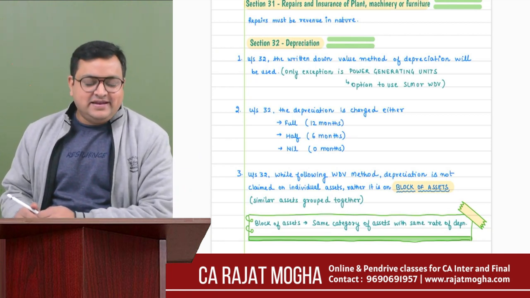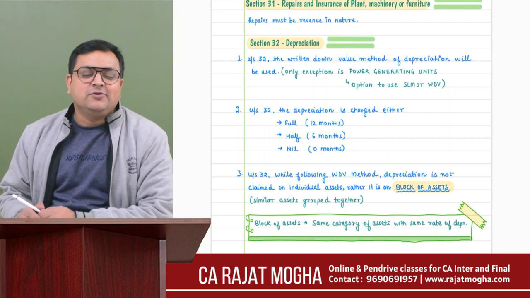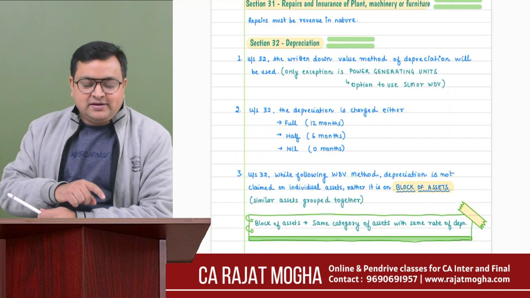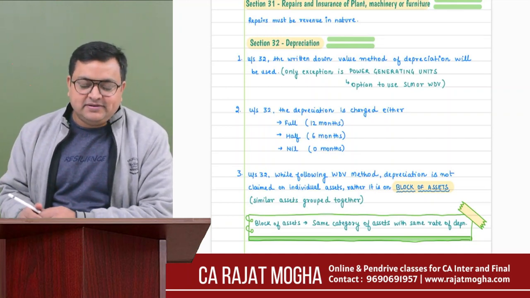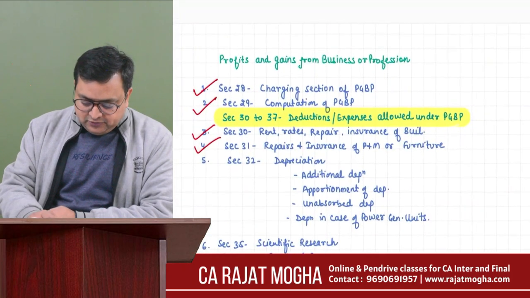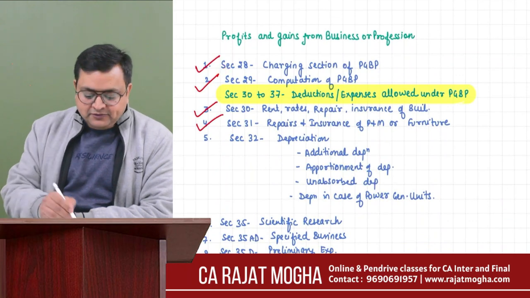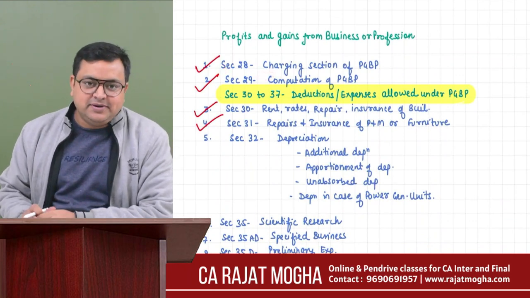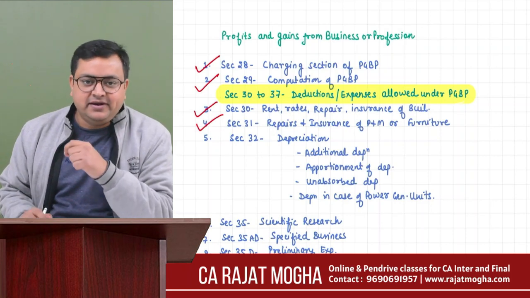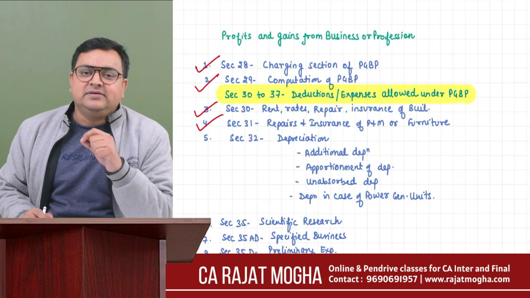So in the last lecture, we started our PGBP revision, and this is the second class for PGBP. We know that we have sections 28 to 44 in this chapter, and section 28 is the charging section. Do you remember I was also telling you about the contents that we have to do from section 28 till 44? So 28 was the charging section of PGBP. It says which type of income is taxable under this particular head. So we have seen different types of income which are taxable under this head.